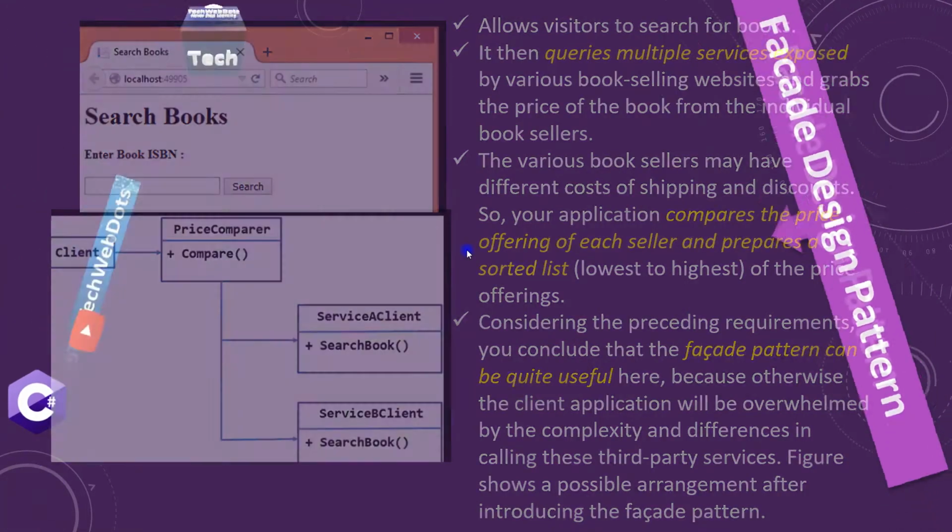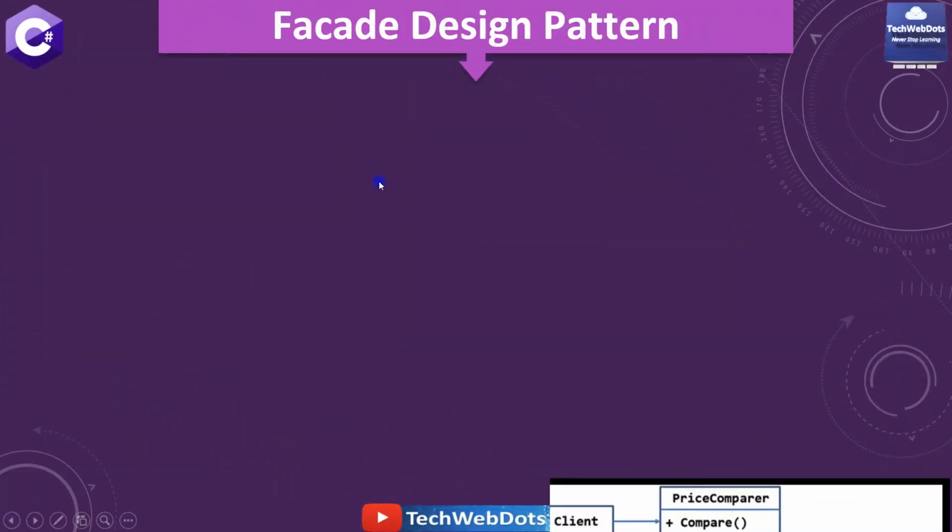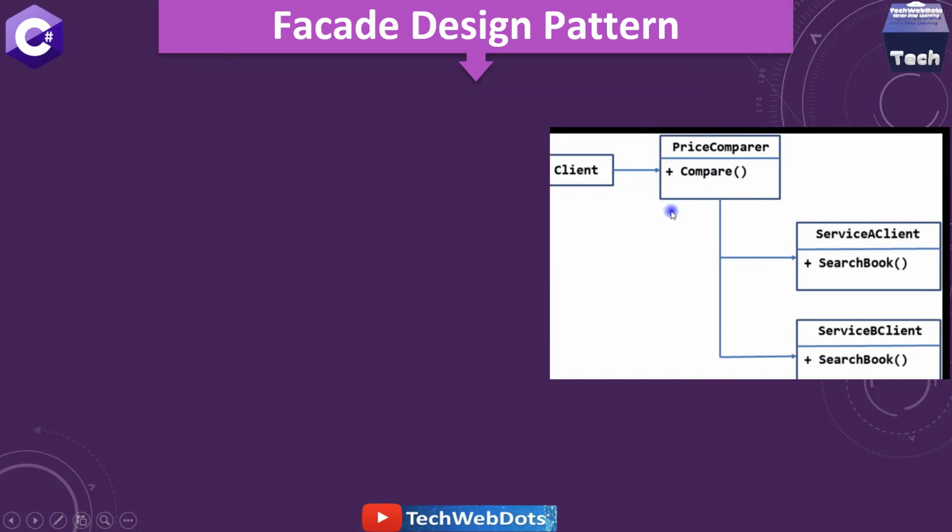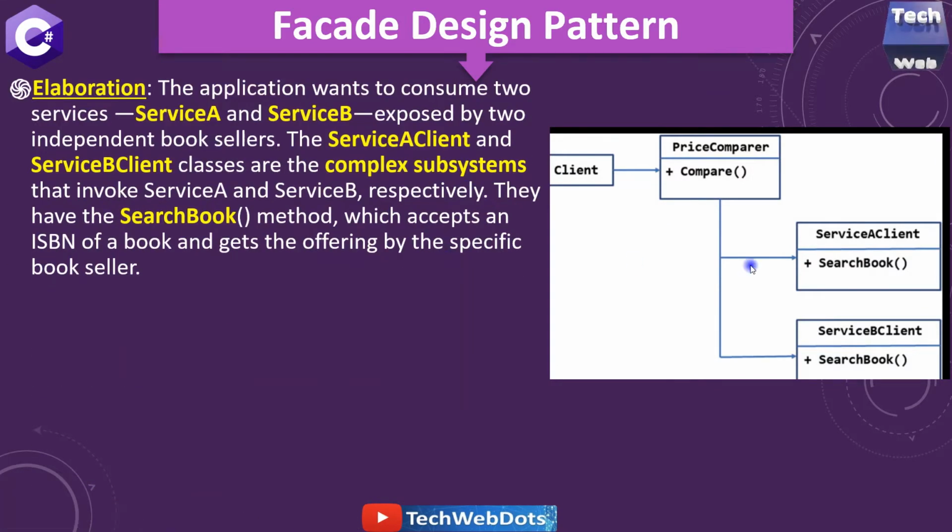So let's move further for a bit more elaboration about this. We have seen we have a client, we have a compare method with Facade, and we have two subsystems, service A client and service B client. So what actually will happen when we implement this?